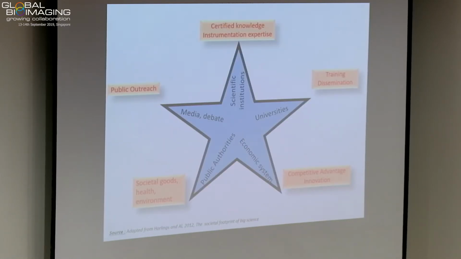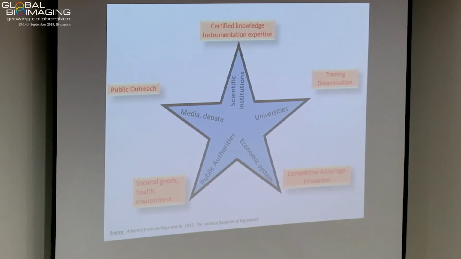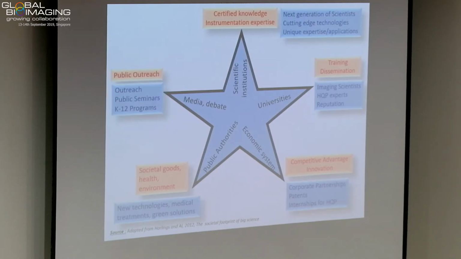So we use this other diagram, the reference is there, basically pulling in 5 aspects of socioeconomic impact, and then putting in general terms that fall under that. So universities can be important for training and dissemination, media and debate could be public outreach, and so on. And then we were trying to think of at least an initial pass of what are the types of things we can measure for imaging infrastructure for these different categories.